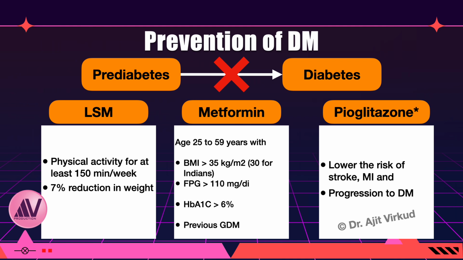Please note that pioglitazone does not truly prevent type 2 diabetes like metformin does, but it only lowers the risk of stroke and myocardial infarction and progression to diabetes mellitus. Thus, it only reduces the microvascular events associated with diabetes. It should be noted that these complications can occur even in the pre-diabetic stage, hence, the role of pioglitazone.